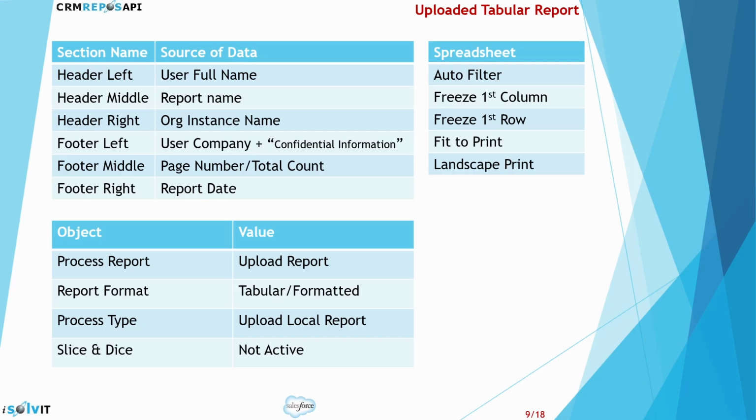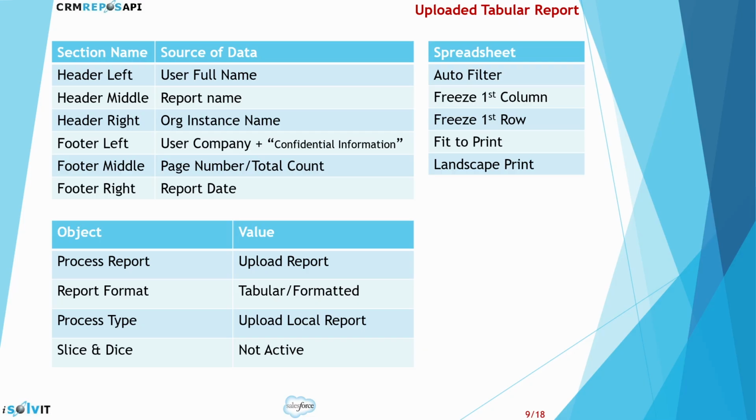Let's start with the element definitions and their sources. Left header displays the user full name. Center header automatically shows the Salesforce report name. Right header displays the Salesforce org instance name. Left footer: user company name plus the confidential information label. Middle footer: page number and total page count. Right footer: export date and time. These elements are system controlled to ensure consistency and compliance.